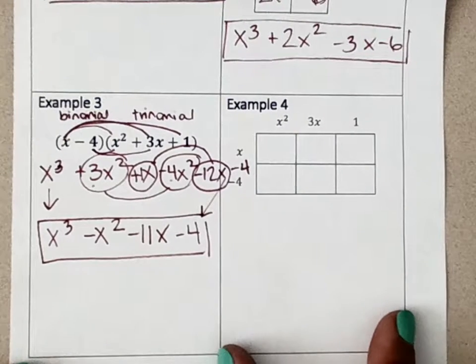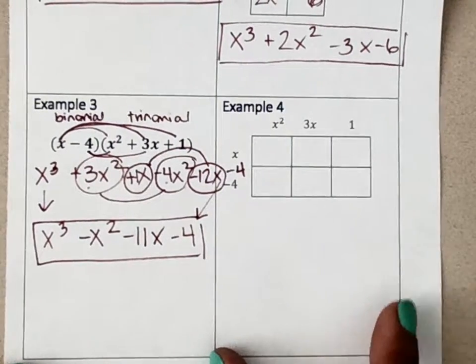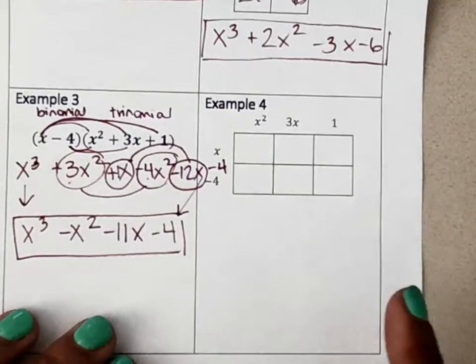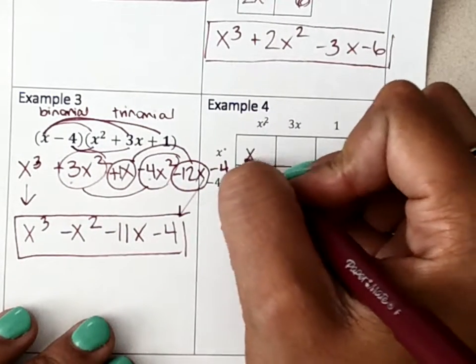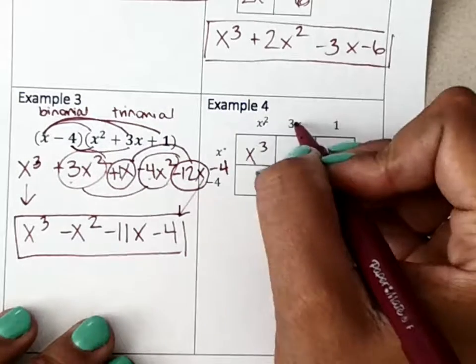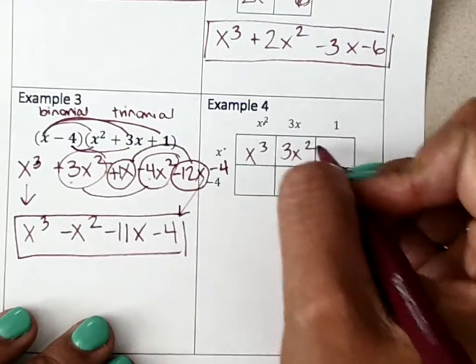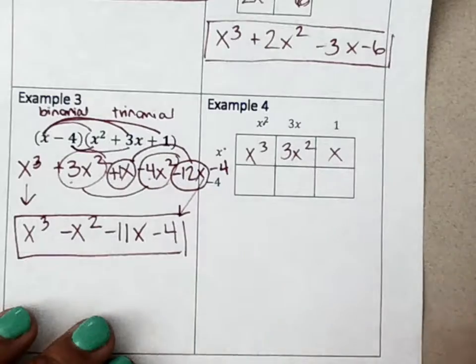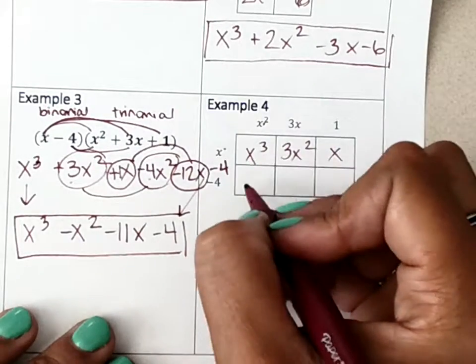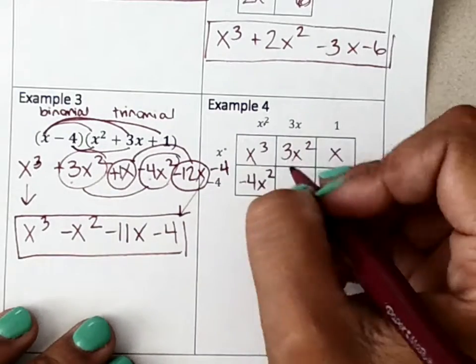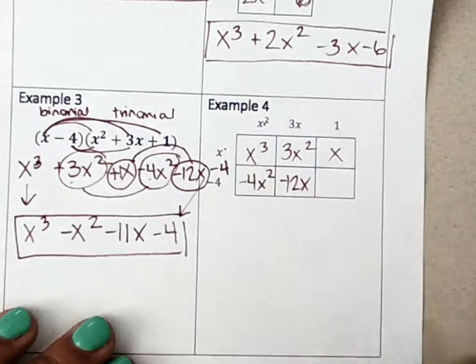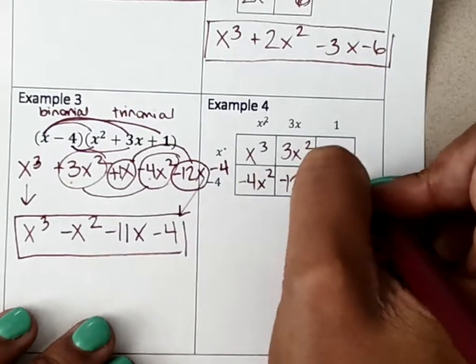We're now going to use the area model to multiply the same binomial and trinomial. X squared times x is x to the third. X times 3x is 3x squared. X times 1 is x. Negative 4 times x squared is negative 4x squared. Negative 4 times 3 is negative 12x. And negative 4 times 1 is negative 4.